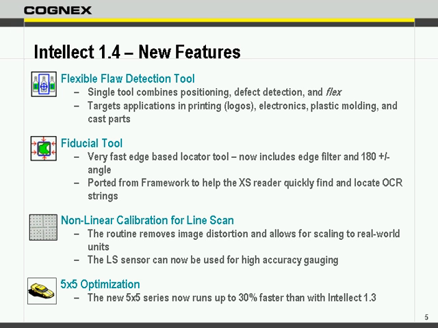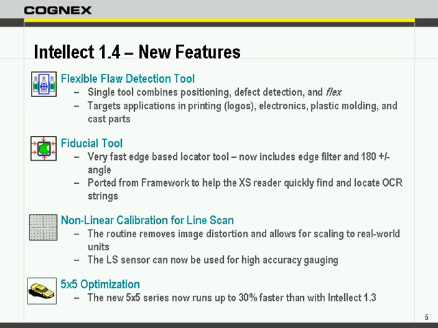The idea being that the parts that you're looking at aren't all perfectly identical. Otherwise, you wouldn't need to inspect them. So you want to flex that model a little bit to allow some variance that's okay while still finding the defects. So we'll take a look at what that really means, and we'll actually look at that in Intellect also.